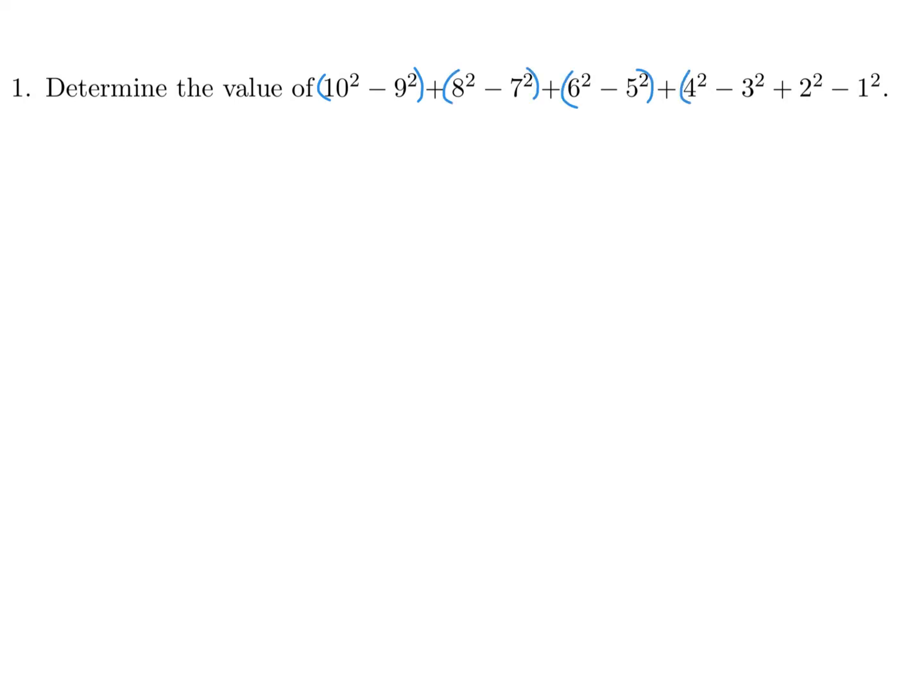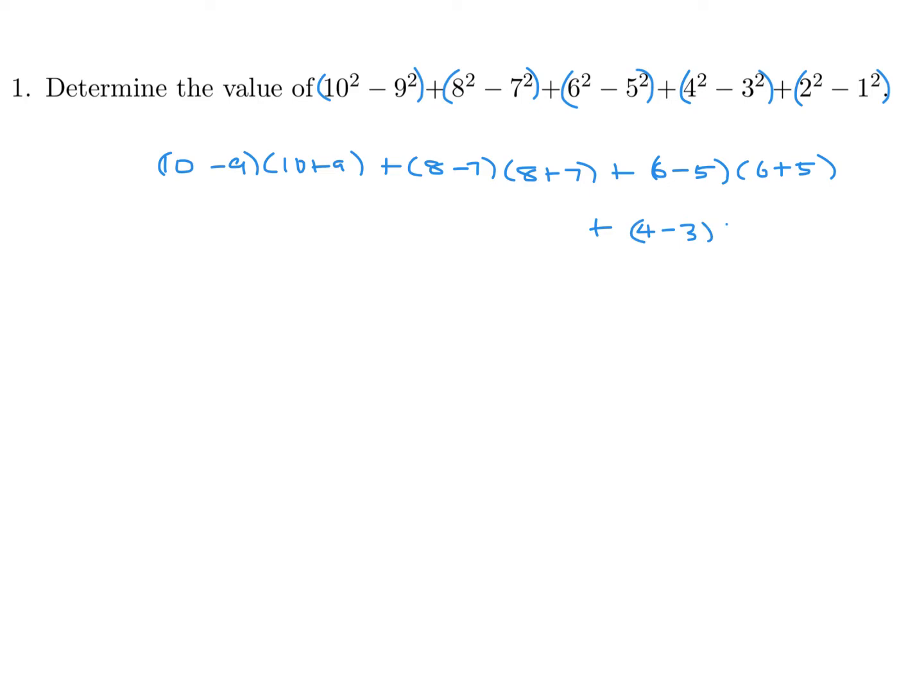Let's break it into pairs like that, and each of these pairs will be able to be factored pretty nicely, right? 10 minus 9, 10 plus 9. And then this one, of course, 8 minus 7, 8 plus 7. The next one would be 6 minus 5, 6 plus 5, and so on. So you'll have 4 minus 3, 4 plus 3, and then finally 2 minus 1, 2 plus 1.